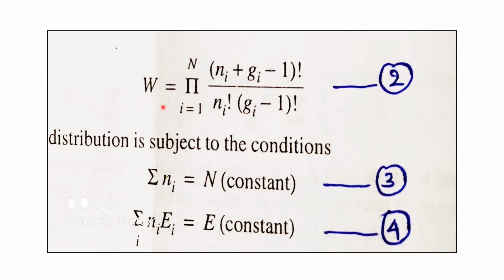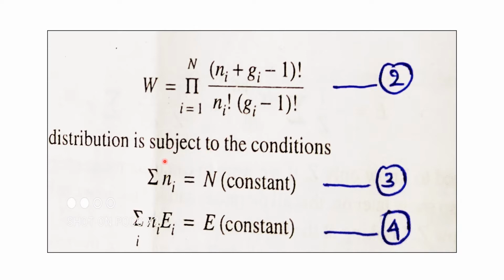The total number of particles are divided into groups of Ni and the particles are indistinguishable. There is only one way in which this subdivision can be made. Hence, the total number of ways of distributing n particles is given by the equation W is equal to product of i equal to 1 to n, (Ni plus Gi minus 1) factorial divided by Ni factorial into (Gi minus 1) factorial.